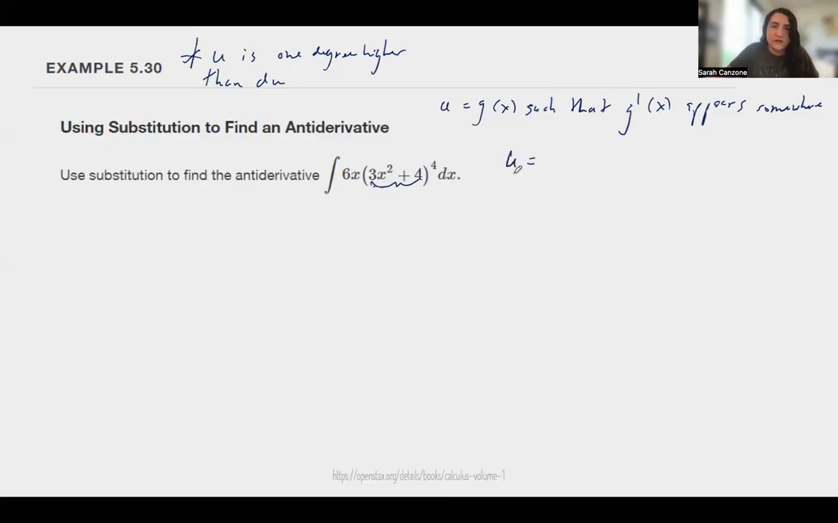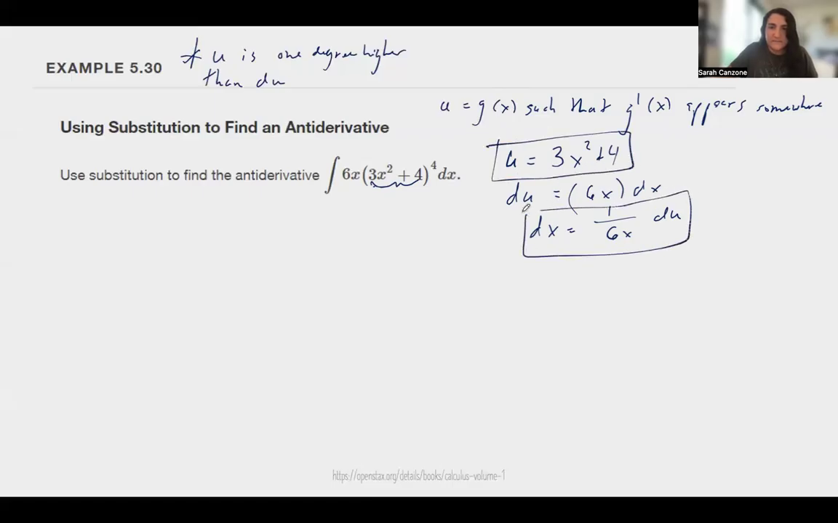We're going to set u equal to the term that's one degree higher than the other term. So that's going to be this full 3x squared plus 4. We want to get rid of that whole thing, which tells us that du, the derivative of this, is 6x dx. Now we want to solve for dx, so dx equals 1 over 6x du, just by dividing the 6x over. So these are the two things that we need. We need u and we need dx.